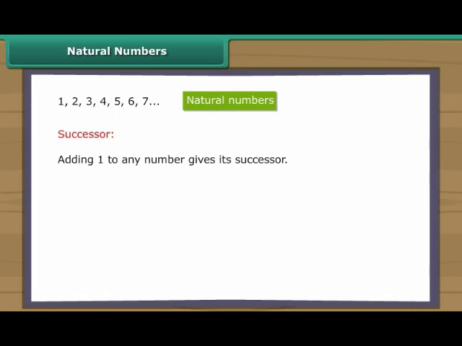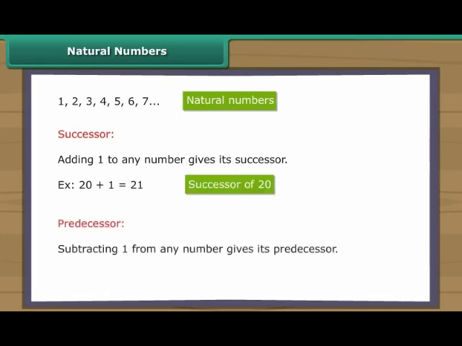Natural numbers. We use 1, 2, 3, 4 to count the objects. Counting numbers are also known as natural numbers. Adding 1 to any number gives its successor. Example, 1 added to 20 gives 21, which is the successor of 20.